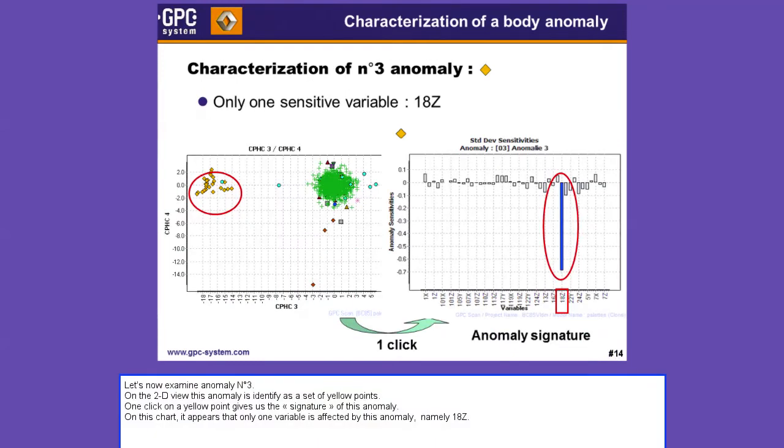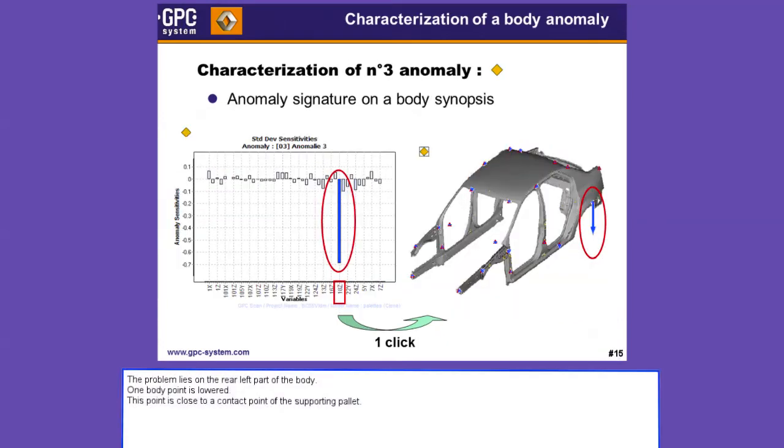Let's now examine anomaly number 3. On the 2D view, this anomaly is identified as a set of yellow points. One click on the yellow point gives us the signature of this anomaly. On this chart, it appears that only one variable is affected by this anomaly, namely 18Z. The problem lies on the rear left part of the body. One body point is lowered. This point is close to a contact point of the supporting pallet.